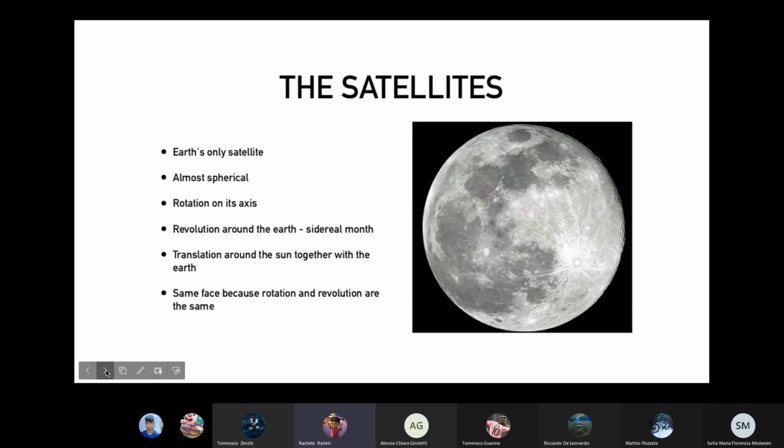The satellites. The Moon is Earth's only satellite. It is almost spherical, and it has a rotation on its axis, a revolution around the Earth, which is called the sidereal month, and a translation around the Sun together with the Earth. We always see the same phase of the Moon because the rotation and the revolution take the same time.